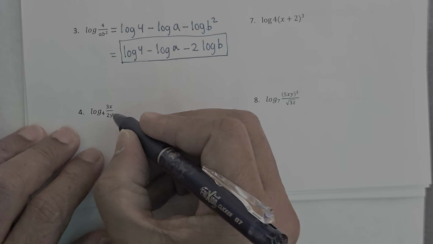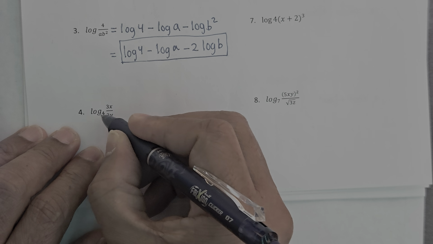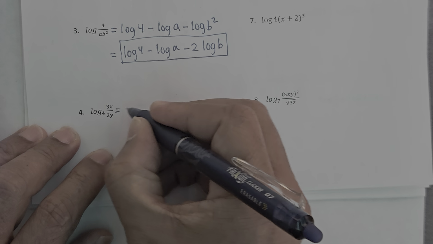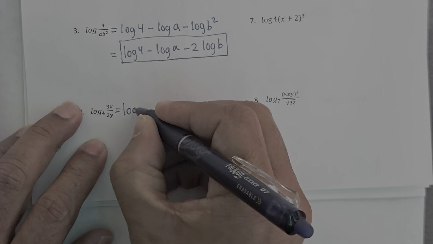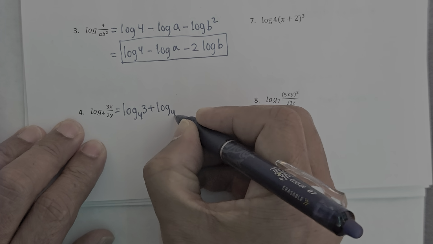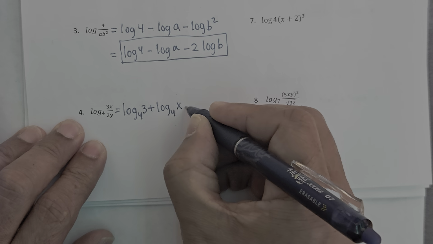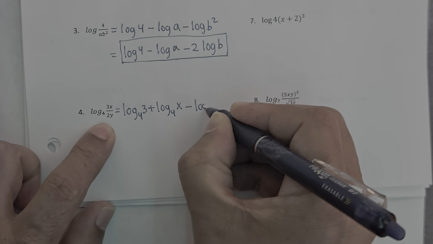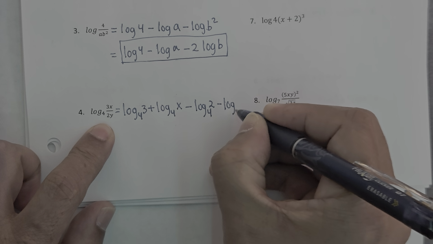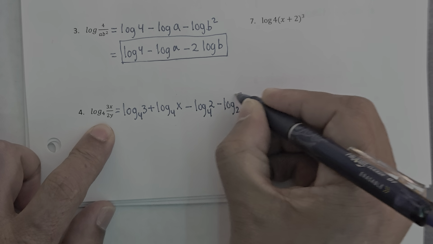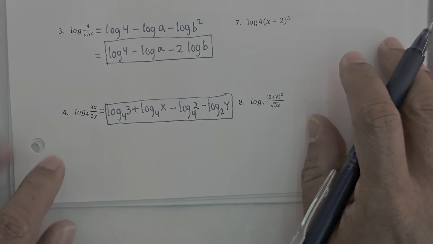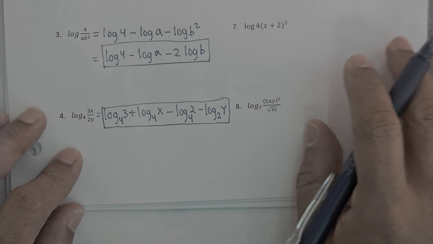Okay, next example. For this one, we have 2 and y in the denominator. So this is a product and quotient rule being applied at the same time. Let's expand this. So this is log base 4 of 3 plus log base 4 of x minus, now we have log base 4 of the number 2 minus log base 2 of y. And this is expanded completely. In this case, we had a combination of the product and the quotient properties being applied.